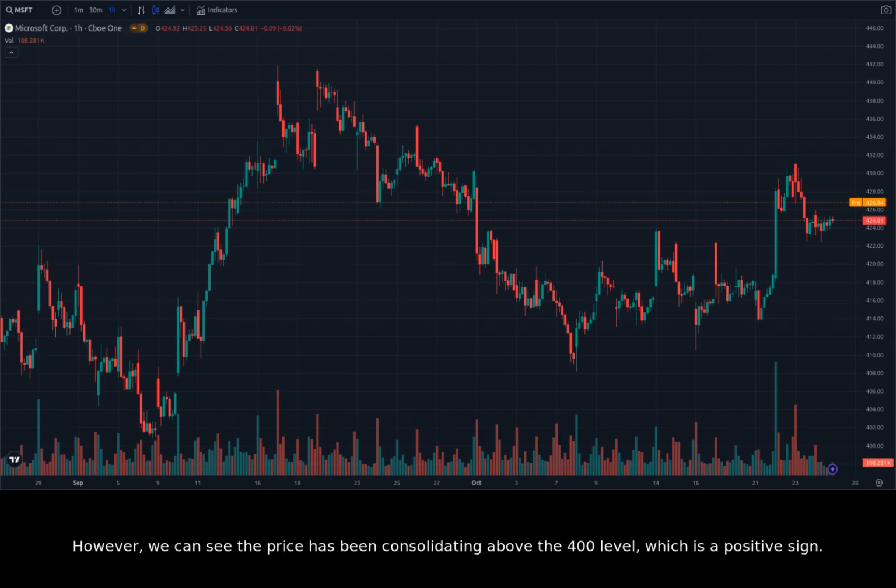However, we can see the price has been consolidating above the 400 level, which is a positive sign. This consolidation might be a prelude to a breakout, potentially leading to further gains. This consolidation is also likely influenced by the recent news about the share buyback program.